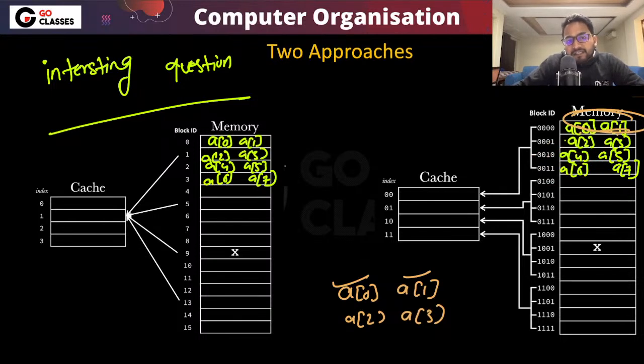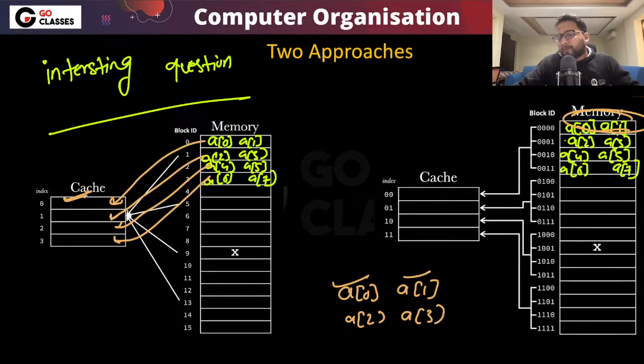But here, this 0 will map to 0. 1 will map to, I will tell you later on, this particular one, and this particular one will map to this. So if you are having this kind of choices, then at a0 you will be accessing this, and then at a2 you do not have to replace.